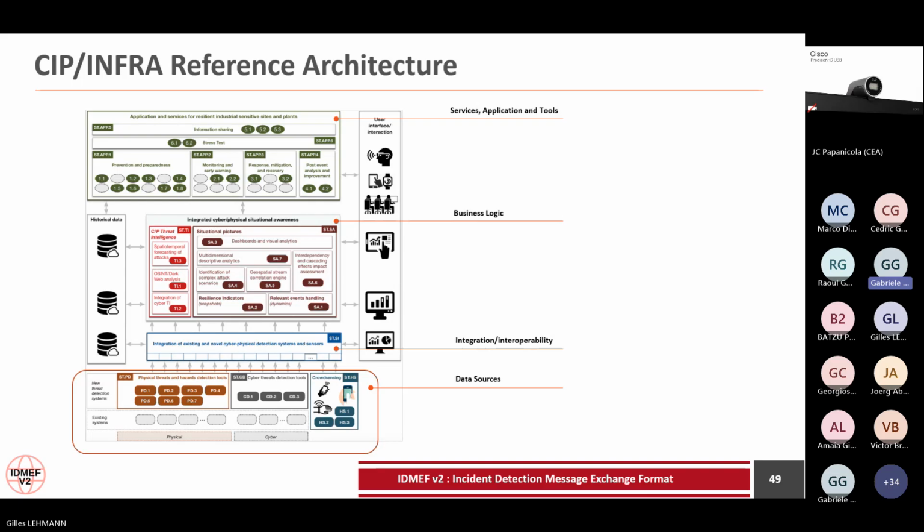On the other side of the integration interoperability layer, there is a set of applications, tools, and services which use whatever is communicated from the data sources in order to be correlated, aggregated, and analyzed, and provide operators a set of services, applications, and tools for protecting and making the critical infrastructure much more resilient. Next, please.